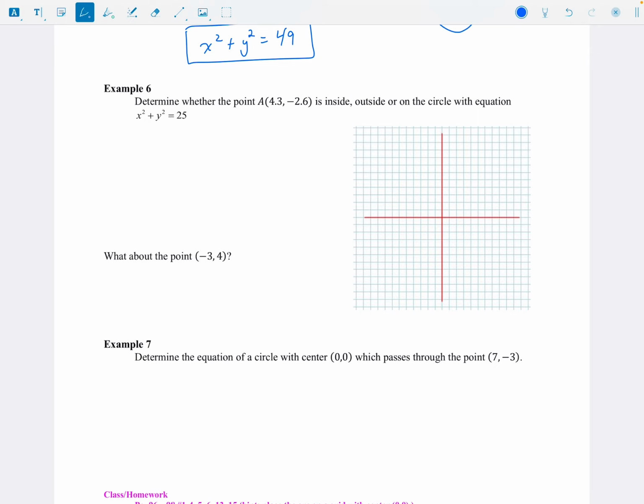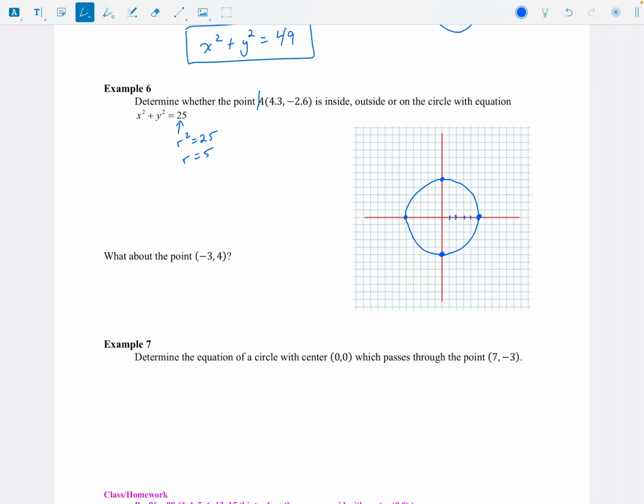Determine whether the point 4.3, negative 2.6 is inside, outside, or on the circle with equation x squared plus y squared equals 25. Well, notice that here the r squared value is 25, so r is 5. So if we were to draw this, 1, 2, 3, 4, 5, we have the x-intercepts. All right, and then I'm going to use my human self to draw a picture, which I think is pretty good, but I know it won't be perfect.